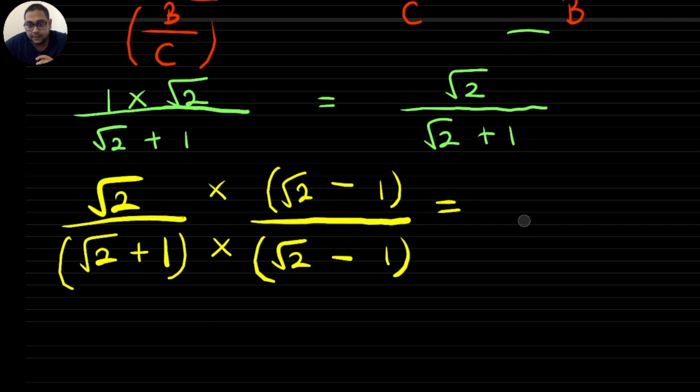Root 2 multiplied by root 2 would be equal to 2. 1 multiplied by 1 is equal to 1. And always, always, always remember the sign does not change, so that will be minus in between.